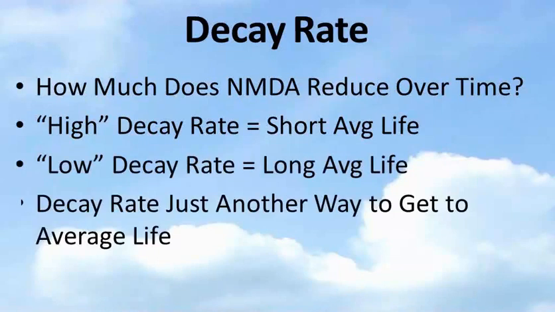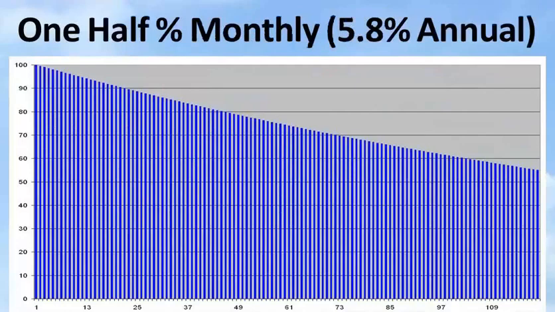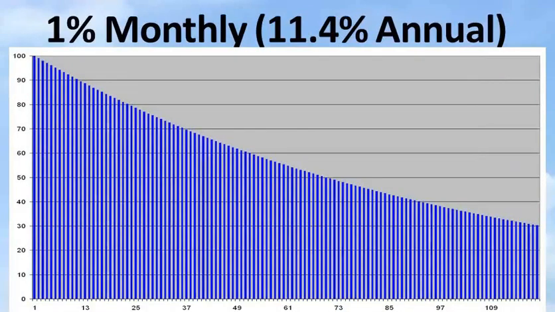And so if you don't take anything away from this in terms of the discussion other than this, just keep in mind that anytime you hear decay rate, think average life. It's just another way to get to average life. When people talk about decay rates, what they really care about is the average life of your non-maturity deposits. High decay, short average life; low decay, long average life. Now let's look at how these sorts of decay rate profiles compare. Here's 0.5% monthly. This is a 5.8 annual percentage, nice gradual decline. It's almost linear.